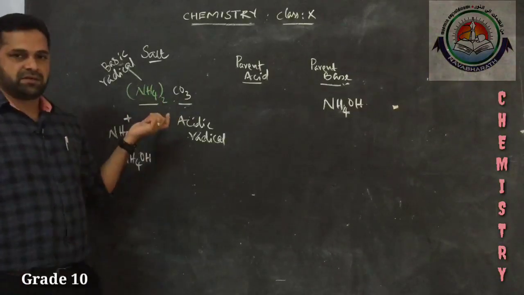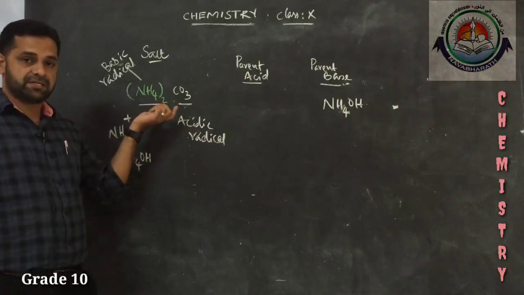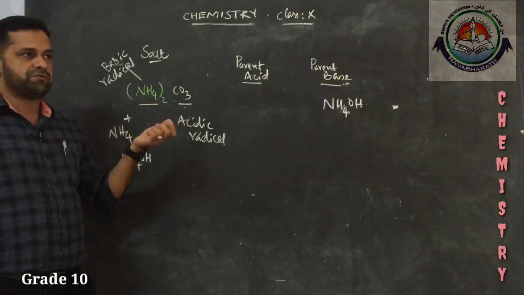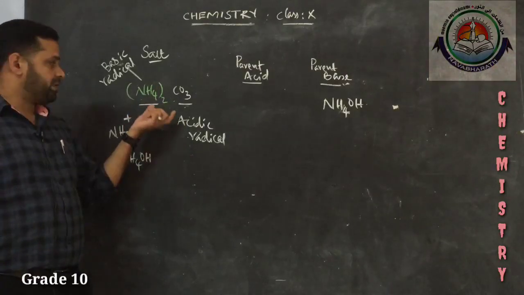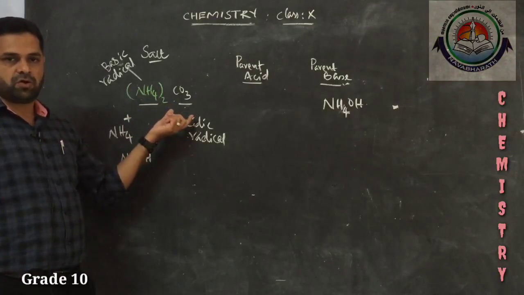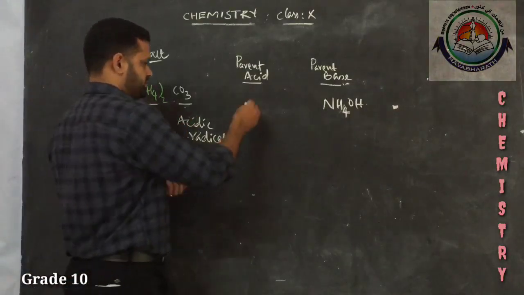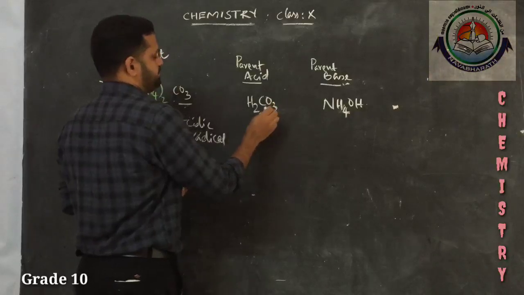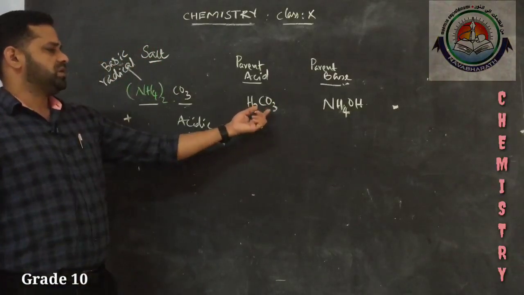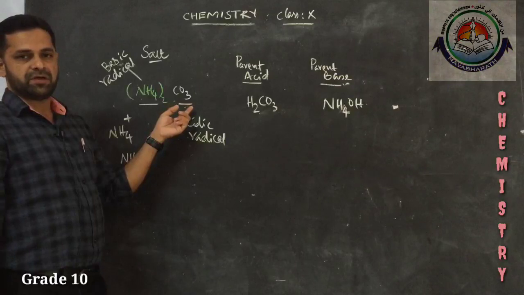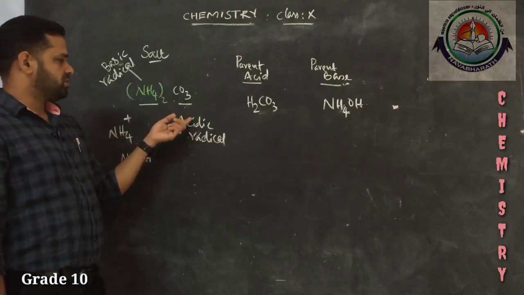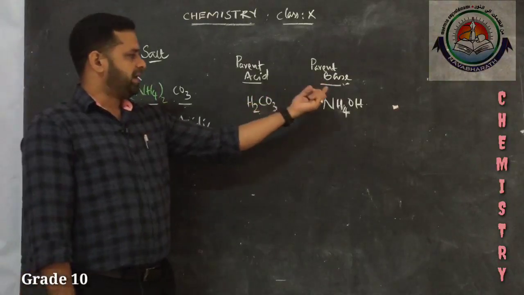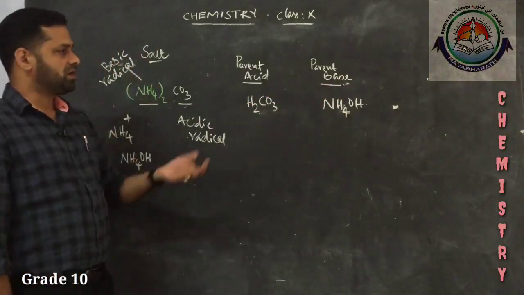And carbonate, this is the acid. Which is the acid that is related to carbonate? The formulas of different acids. Carbonate, that is carbonic acid. What is the formula of carbonic acid? H2CO3. So from this H2CO3, carbonate ion is formed. So the parent acid is carbonic acid, and the parent base is what?